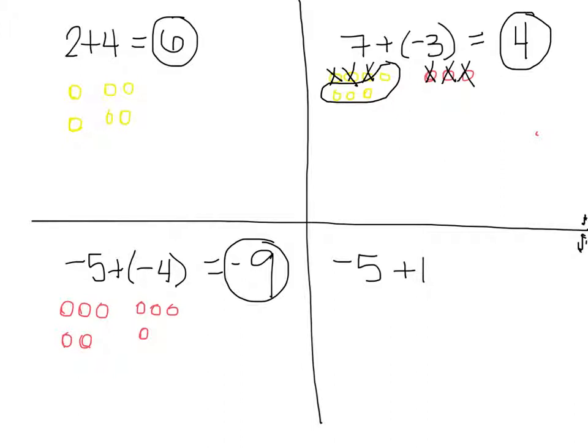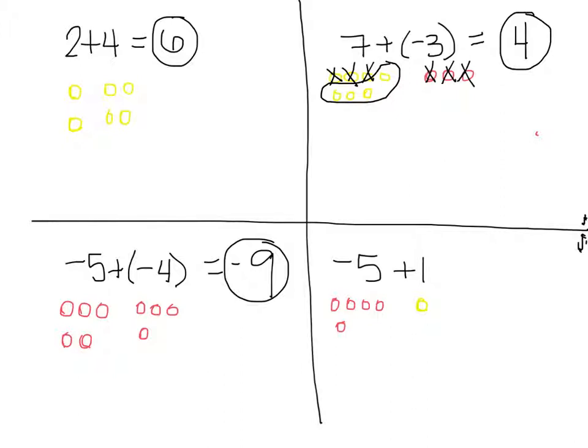Let's look down at the bottom, negative 5 plus 1. So I have negative 5 soldiers. That would be 5 red chips, and I only have 1 positive soldier. So just look at this problem. When you battle out, which side is going to win? Which side's going to have the survivors? Is it going to be the positive or the negative?